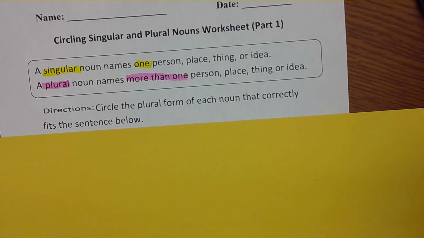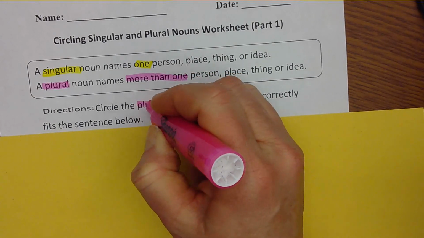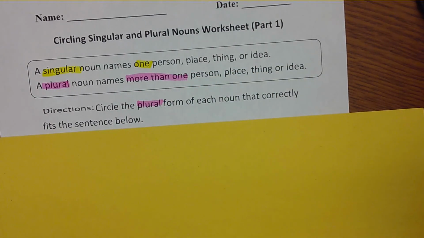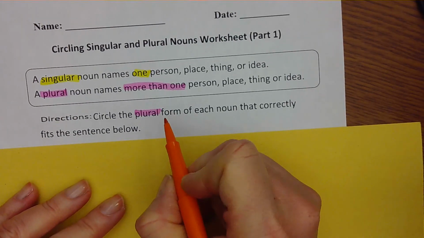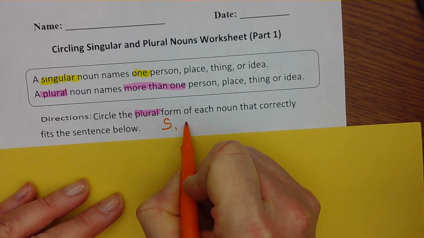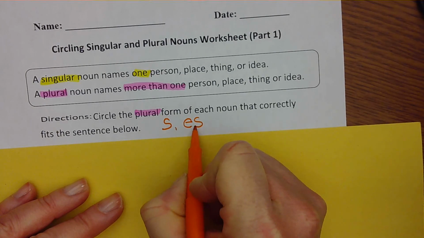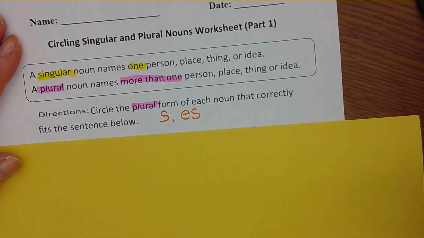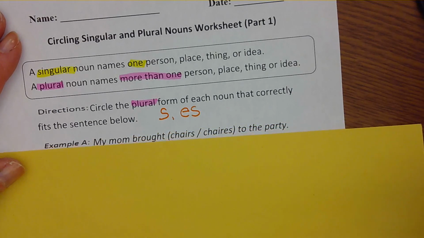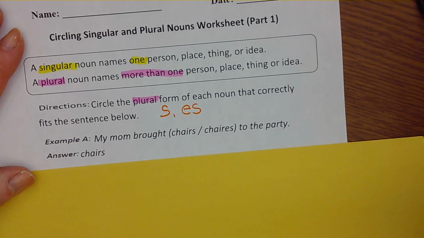So today we're just going to practice quickly. We're going to circle the plural form of each noun that correctly fits the sentence below. So when we're talking about plural, remember that means more than one. So in foundations, we've talked about we have to add an ending to that noun. And our ending that we add is usually an S to show more than one, or an ES to show more than one. And there's more tricks to showing plural nouns, but these are the ones we're focusing on right now. So look at this example.